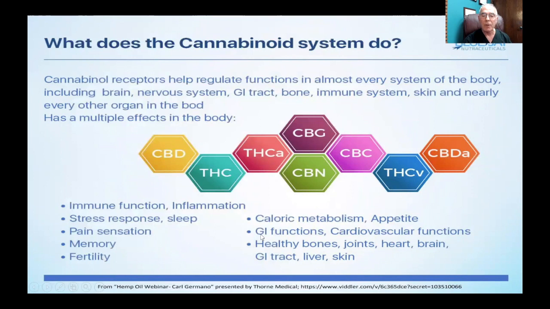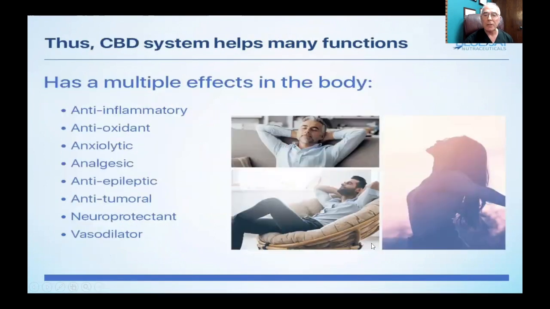It helps with memory, fertility, calorie metabolism, and appetite. It does have functions on that. And some of your organ functions like your cardiovascular system, bones, joints, heart, brain, GI tract, liver, and skin. All these are organs that have these immunomodulators in there, these natural endocannabinoids, to help them to be better as far as their immune system. These effects on the body include anti-inflammatory effects, antioxidant effects.